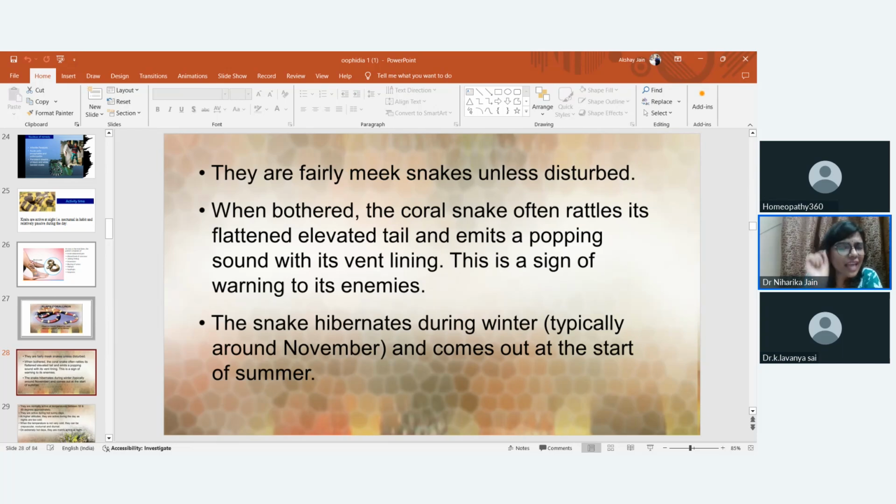So if you see the slide also, again you understand the mechanism of the patient's complaints, how the patient is having the complaints also.